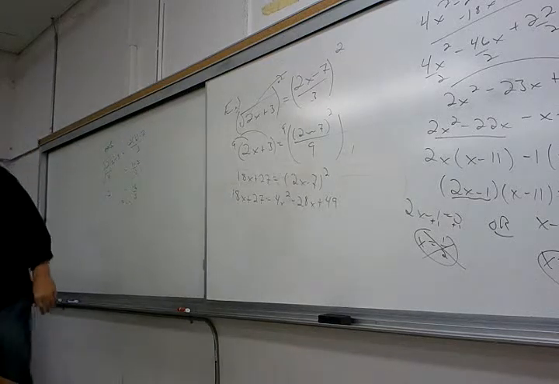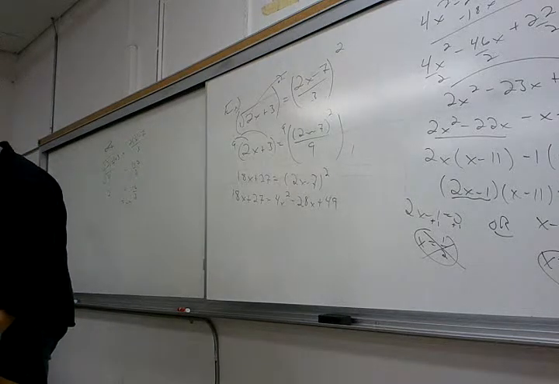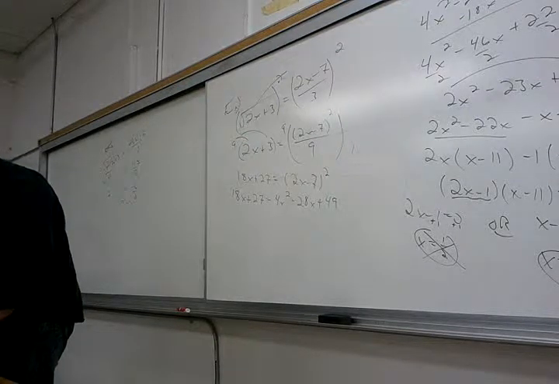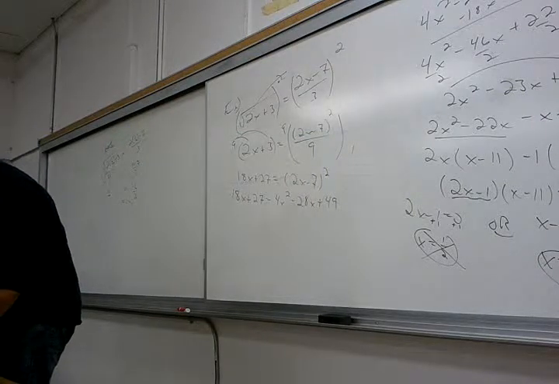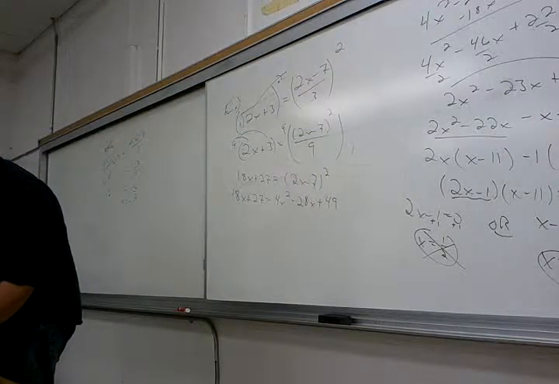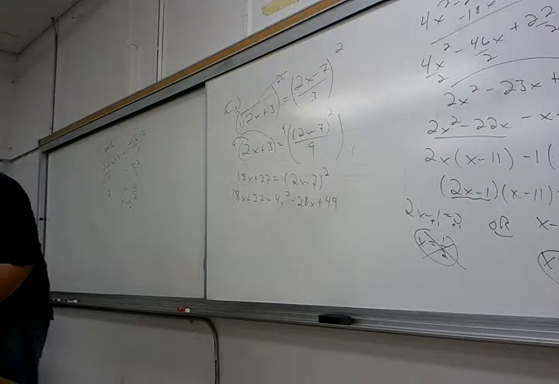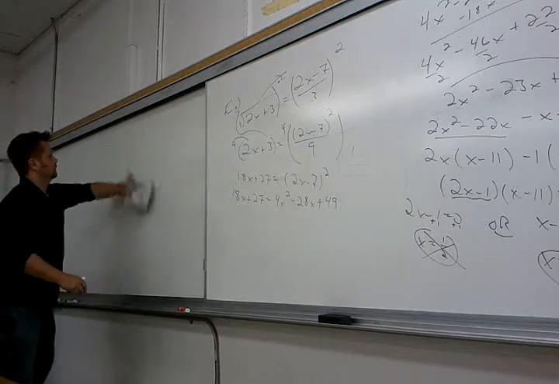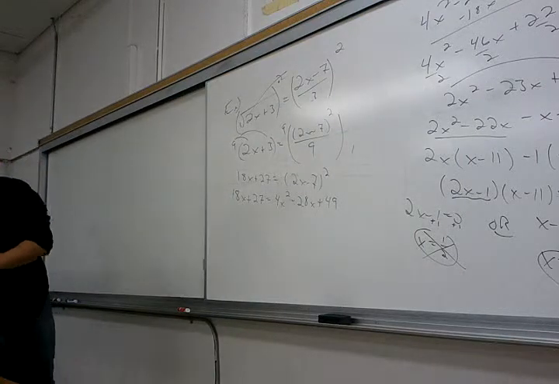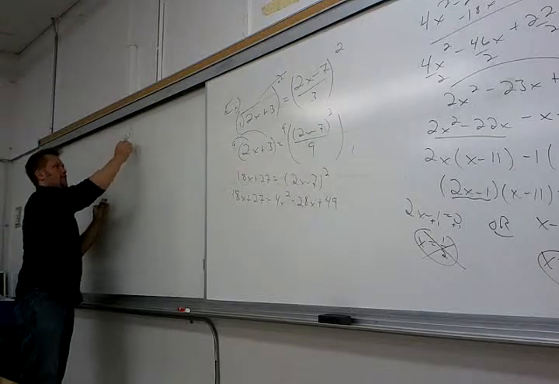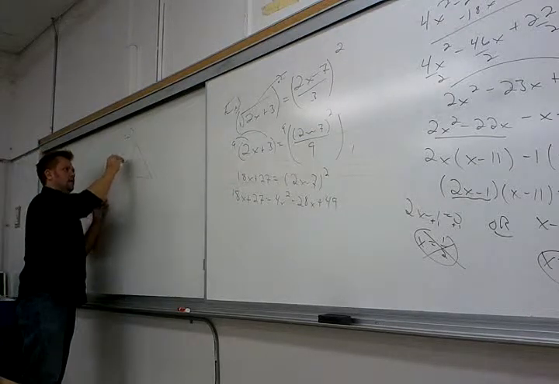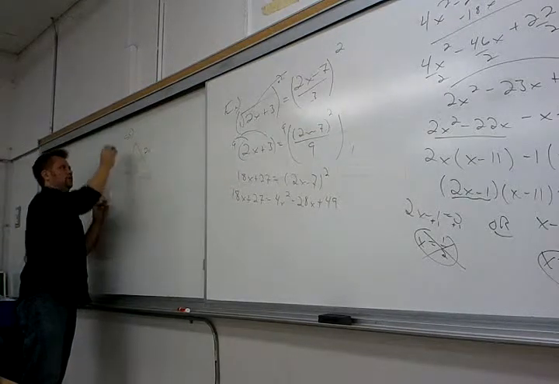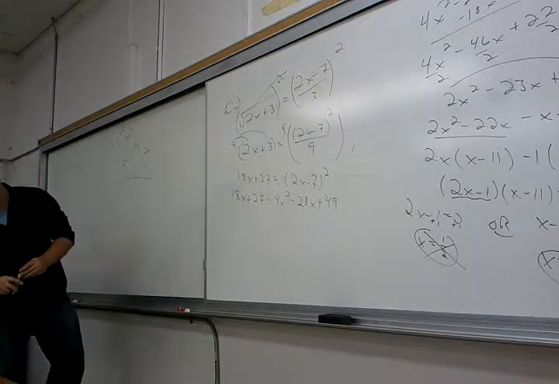Number 55. Page 585? 585. Okay, cool. So 55, it says, you have an equilateral triangle. Yeah, page 585, section 74.